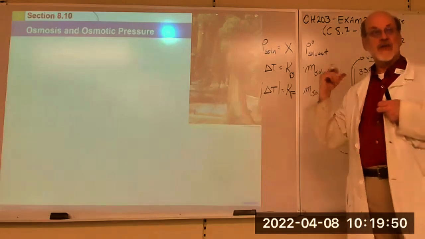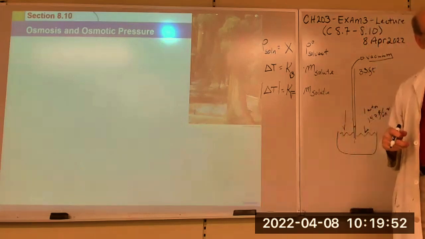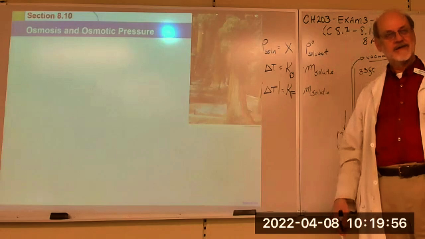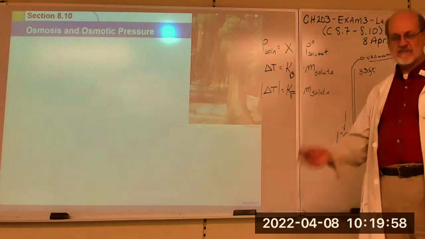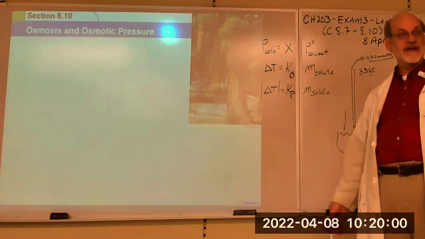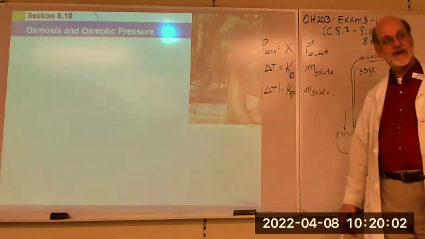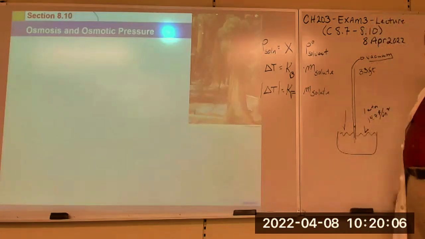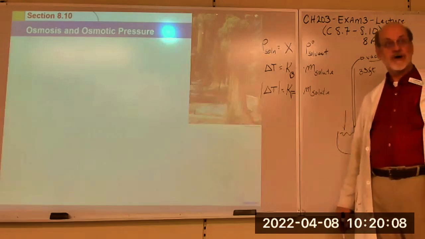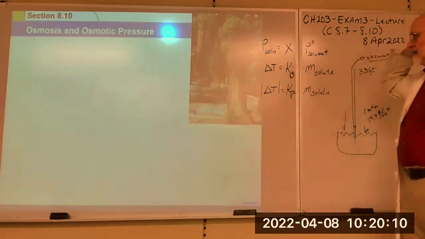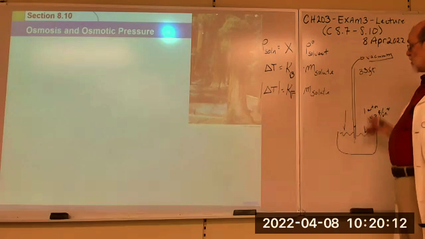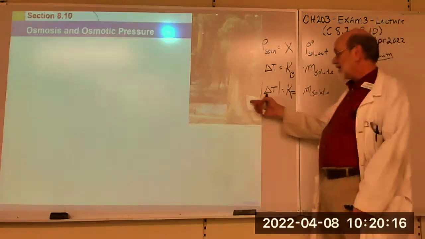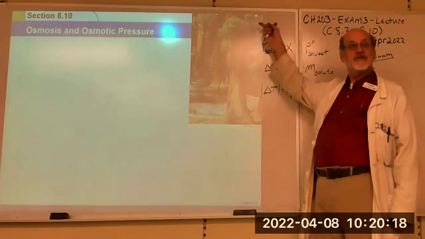Every scuba diver knows that value. You go down in the water 33 feet, you added another atmosphere in your body. Go down 66 feet, that's two more atmospheres, so a total of three. And so go deeper, deeper, deeper. You can just calculate how much pressure there is on your body. Well, if you can pull a vacuum and get the water to go up 33 feet, how do you get it to go 350 feet?